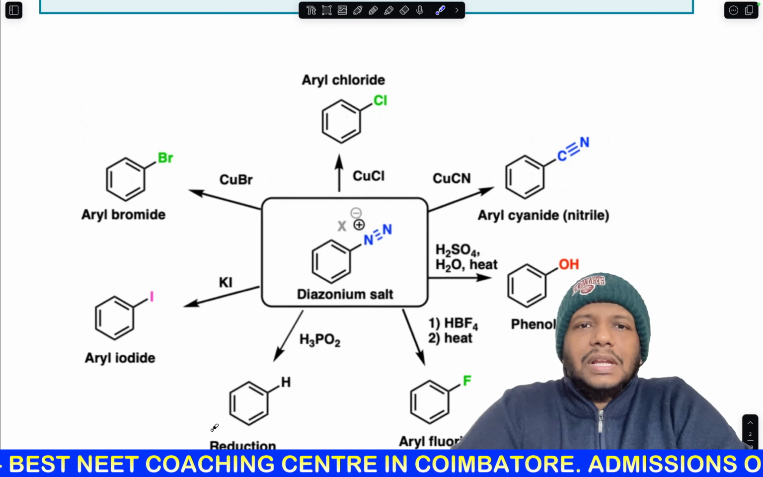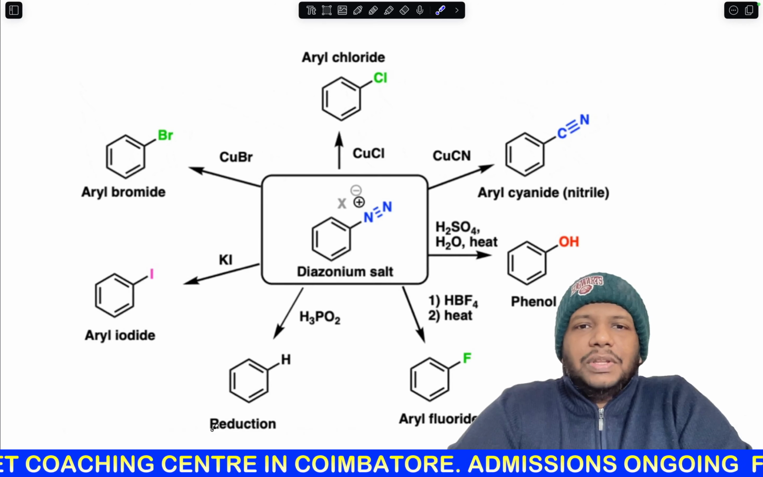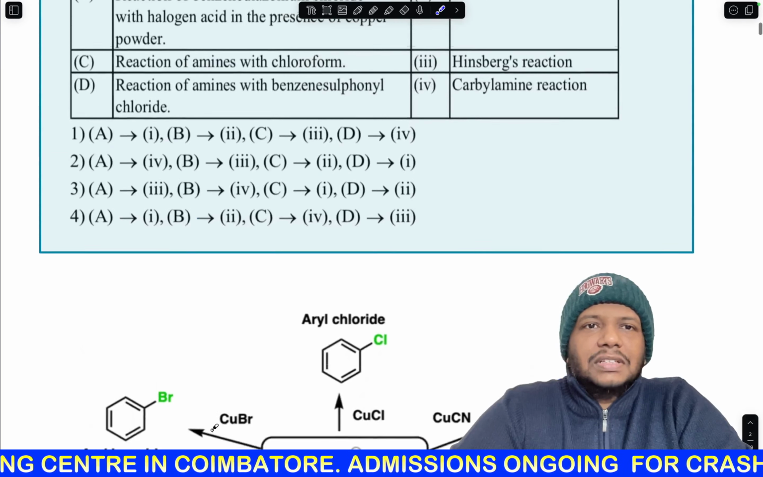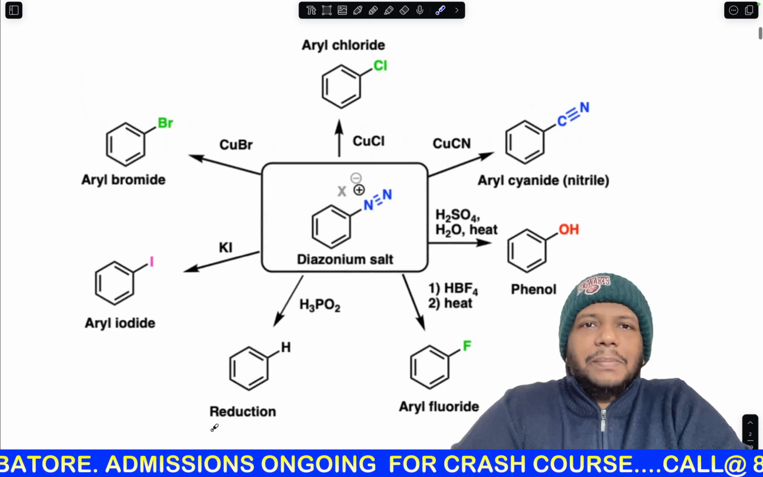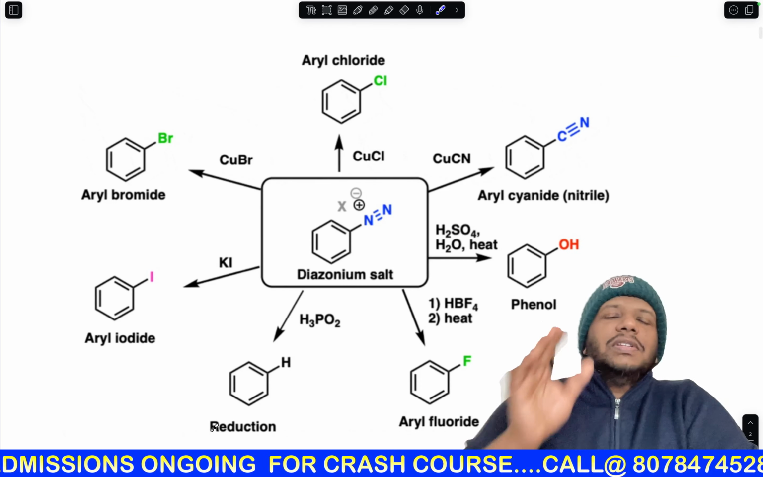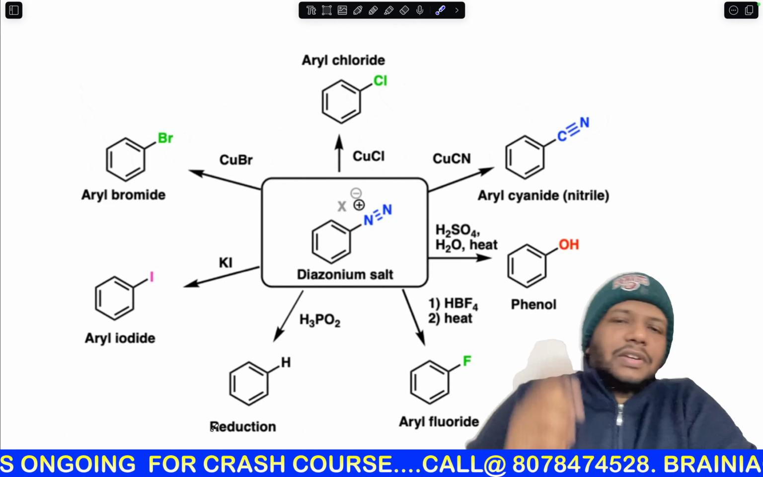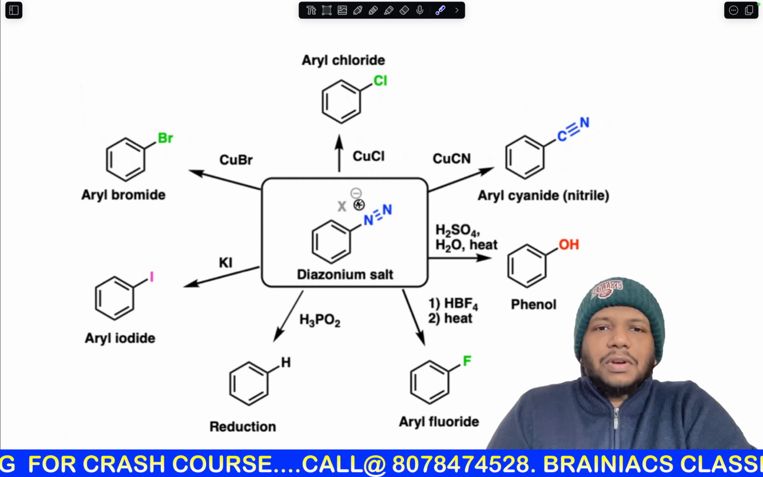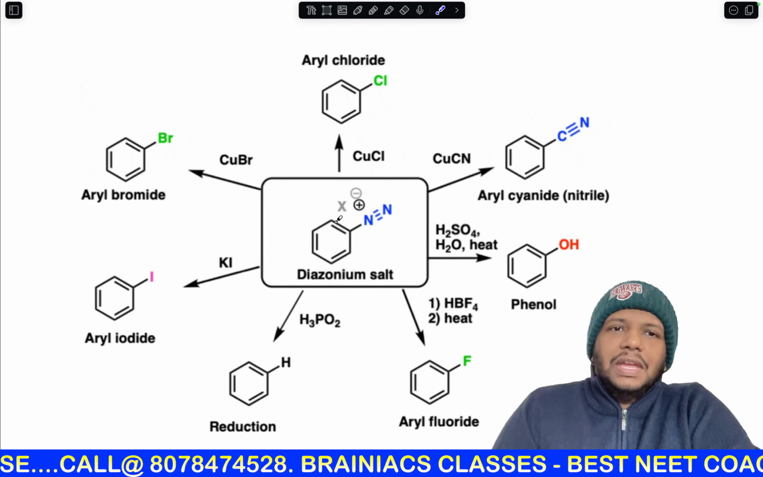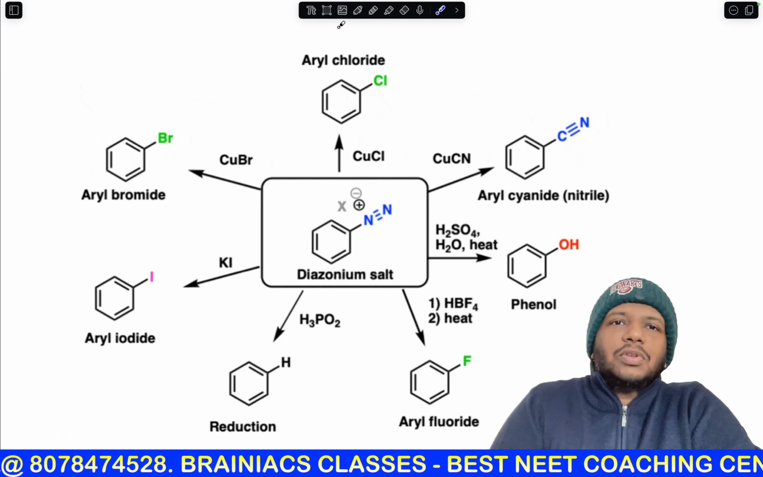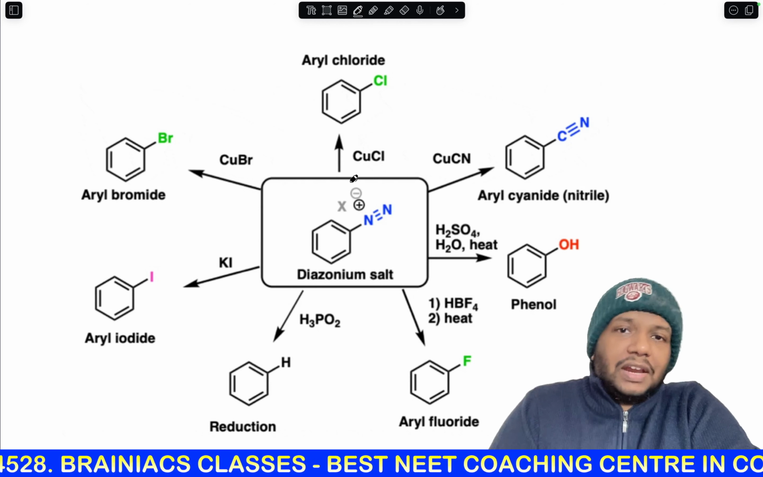Now let me start with the concept of benzene diazonium chloride. That is the main thing here. We know that in the chapter Amines, we have the last section that is called benzene diazonium chloride, the reactions associated with the diazonium salt. And we know that this diazonium salt will undergo numerous reactions.